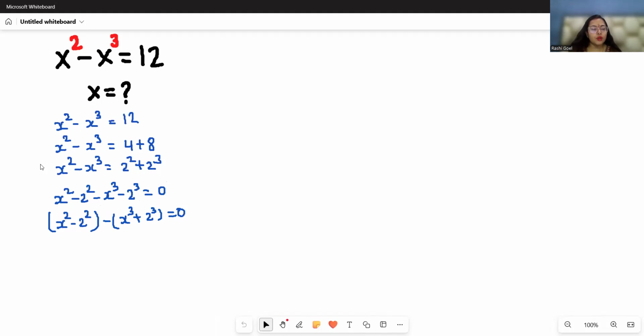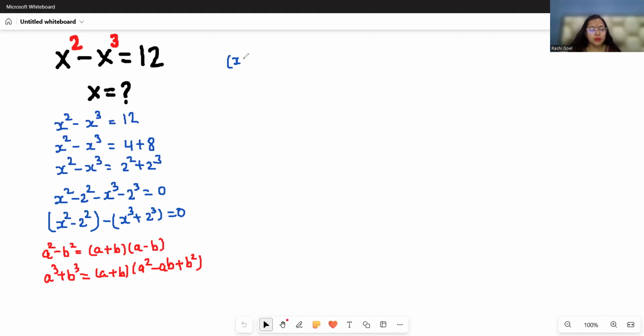Now I'm going to use two very famous identities, that is a square minus b square equals a plus b times a minus b, and a cube plus b cube equals a plus b times a square minus ab plus b square. So let's apply both the identities. So it becomes x plus 2 times x minus 2 minus x plus 2 times x square minus 2x plus 4 equals 0.